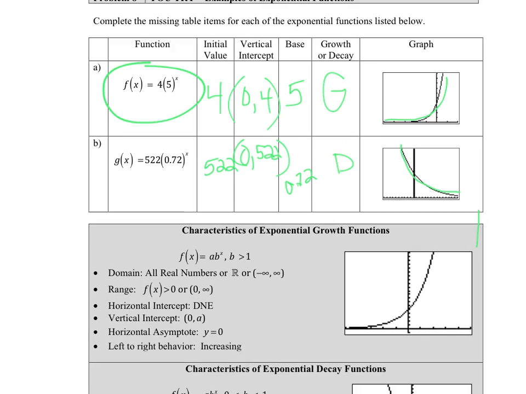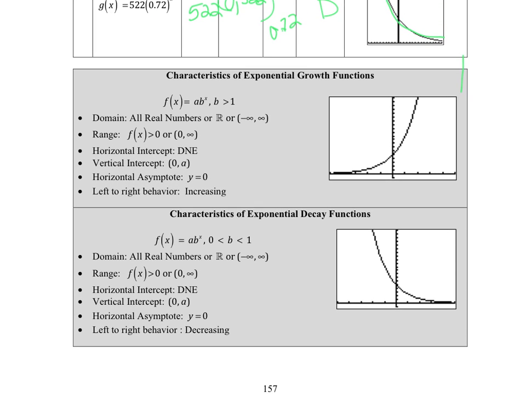All right, let's look down at the rest of that page. They give you some information to describe exponential growth and exponential decay functions, and this is going to be stuff that's true for all of them. Remember when we talked about other functions, we talked about the domain and the range of them. Domain represented all the possible x values and range represents all the possible y values.